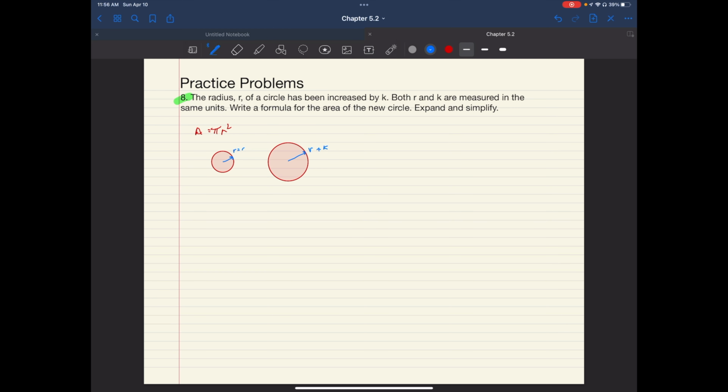Write a formula for the area of the new circle. Expand and simplify. Okay, so area of new circle equals pi (R plus K) squared. So that's going to equal pi times (R squared plus 2RK plus K squared). It's going to equal pi R squared plus 2 pi RK plus pi K squared.